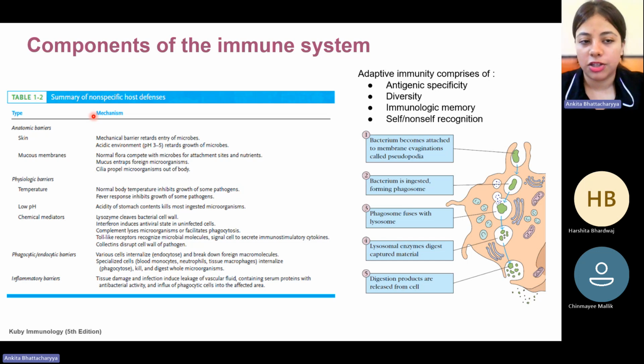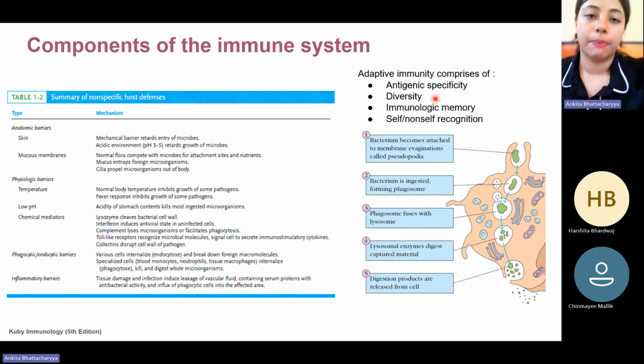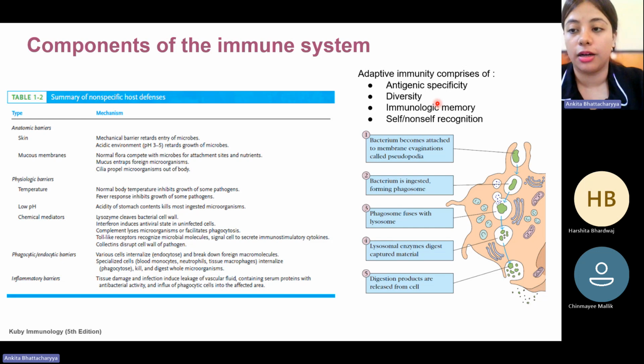We'll be going over this eventually, so I'm not focusing a lot on it right now. Following that, we looked at the properties of adaptive immunity, like antigenic specificity, diversity, immunologic memory, and self-non-self distinction, or self-non-self recognition as well. And we took up each of these topics in more detail subsequently also.